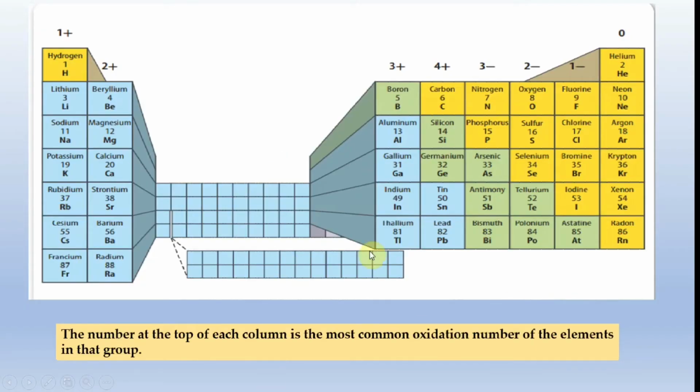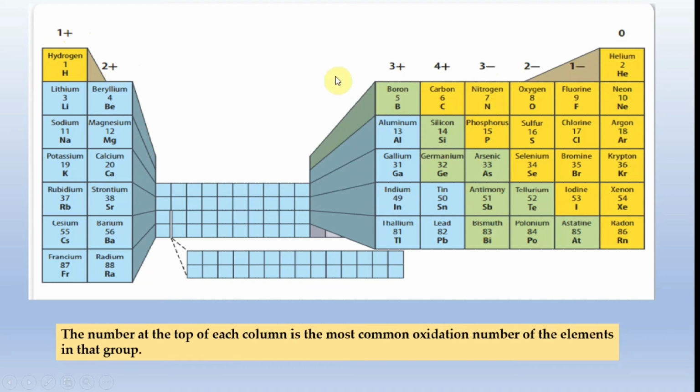Well, using this. The number at the top of each column is the most common oxidation number of the elements in that group. So, for example, this group has an oxidation number of 1, and it means that it's positive. This will have 2 positive, 3 positive, 4 positive. Now, these ones have a 3, but it is negative. 2 negative, 1 negative, and 0.